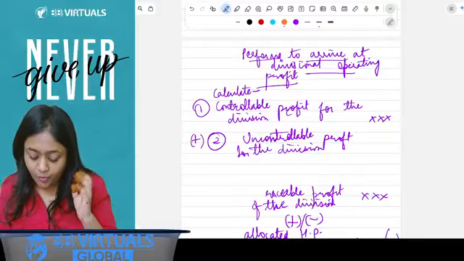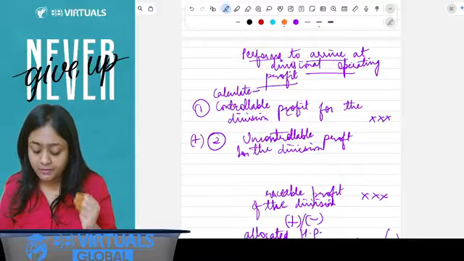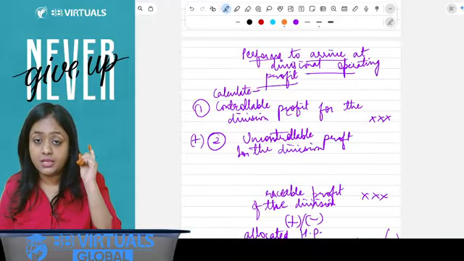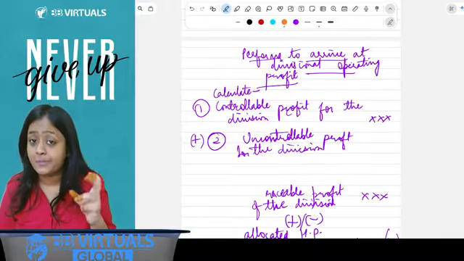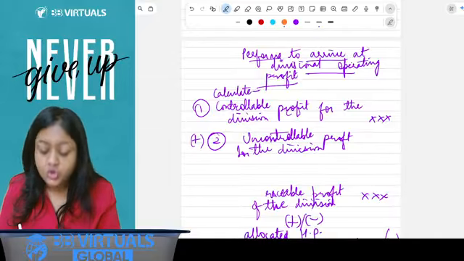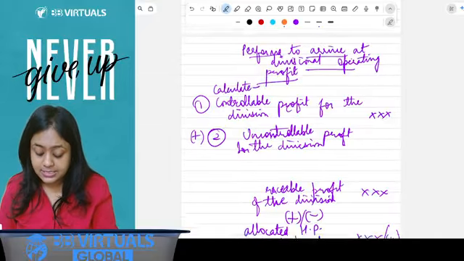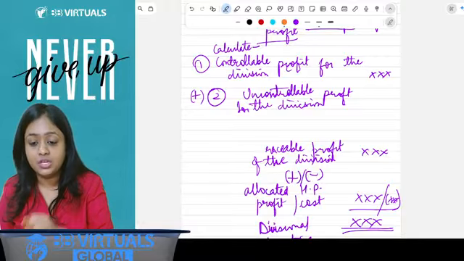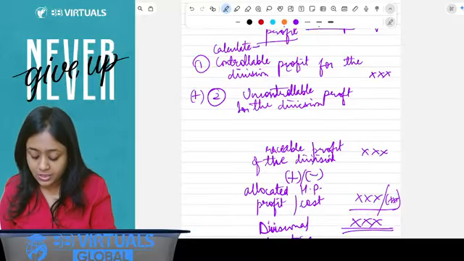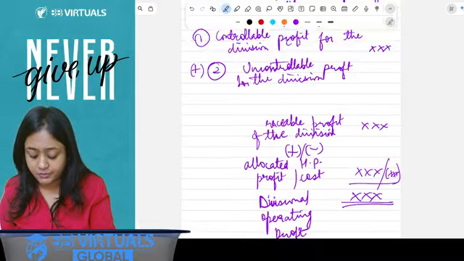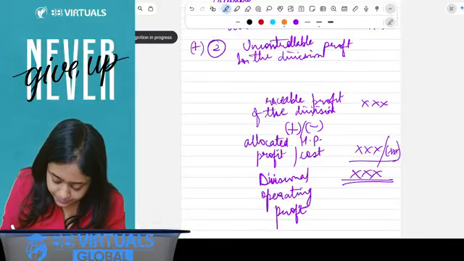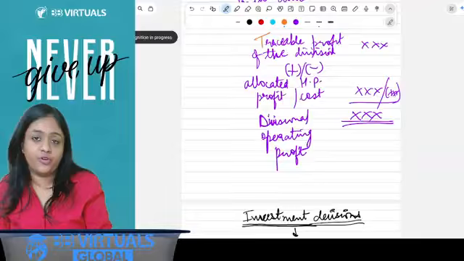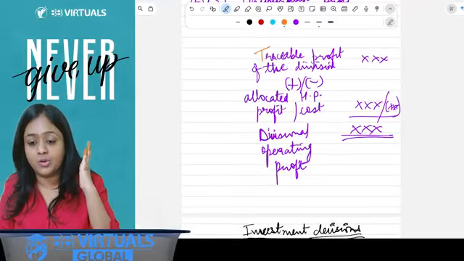Okay, now what is the proforma that we use to arrive at a divisional operating profit? Always remember this proforma, these steps. Step 1, calculate controllable profit for the division. Step 2, add to it uncontrollable profit for the division. So what you will get will be the traceable profit for the division. Okay, traceable. You will get traceable profit for the division, controllable and uncontrollable both.